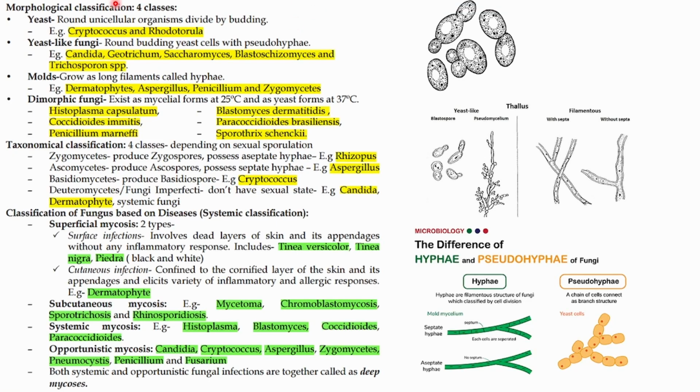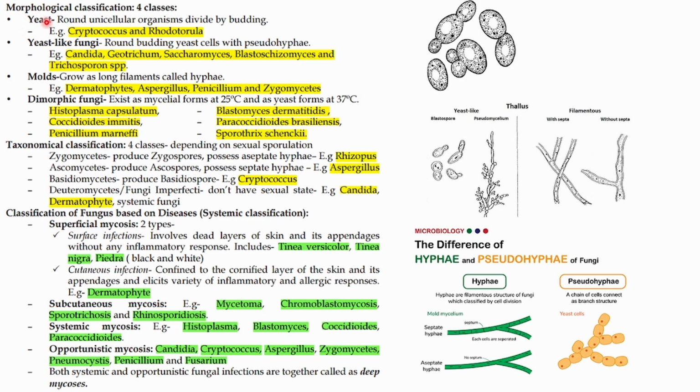The morphological classification of the fungus. Okay, in MBBS, what all fungus will you be studying? So this is the overview of all of those organisms. First of all, we have the morphological classification, then the taxonomical classification, and then the classification based on the disease. In morphological we have yeast like, mold, and dimorphic fungi.